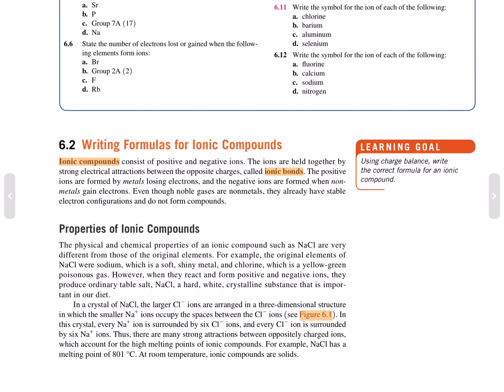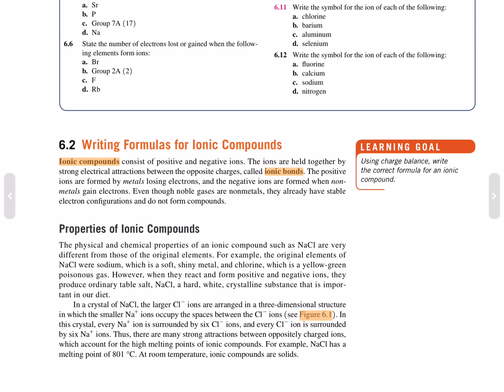Properties of ionic compounds. The physical and chemical properties of an ionic compound such as NaCl are very different from those of the original elements. For example, the original elements of sodium chloride were sodium, which is a soft, shiny metal, and chlorine, which is a yellow-green poisonous gas. However, when they react to form positive and negative ions, they produce ordinary table salt, sodium chloride, a hard, white crystalline substance that's important for our diet.